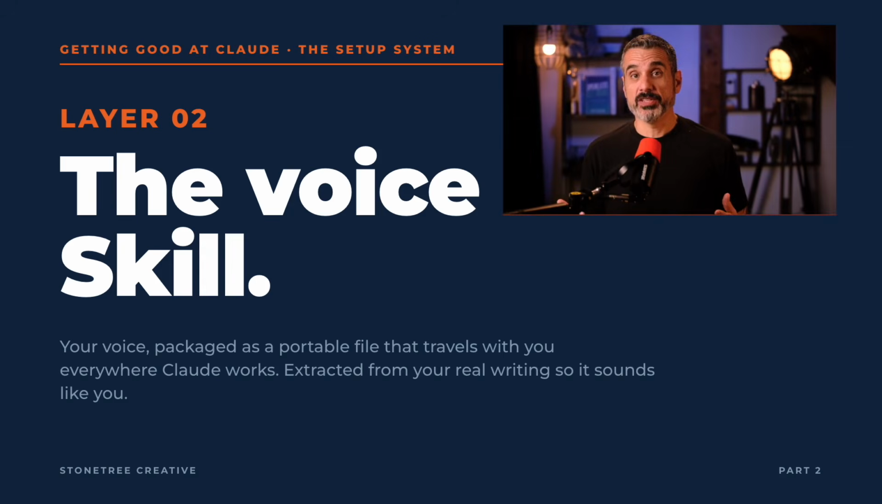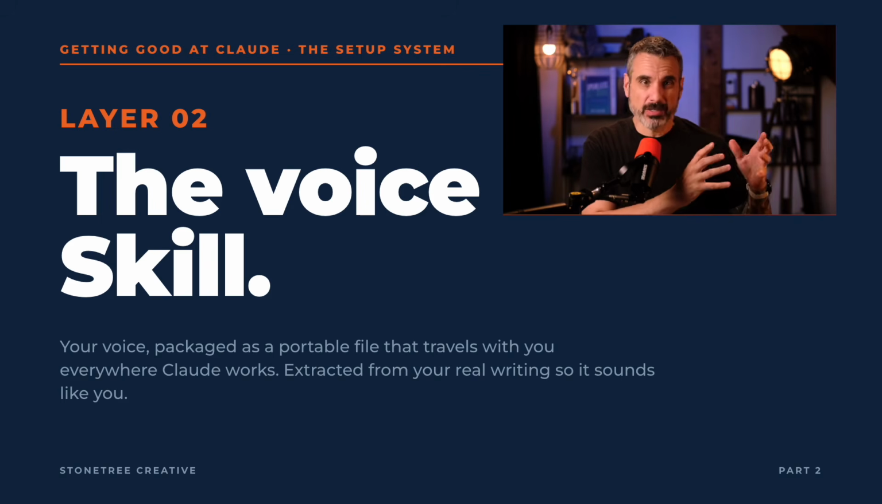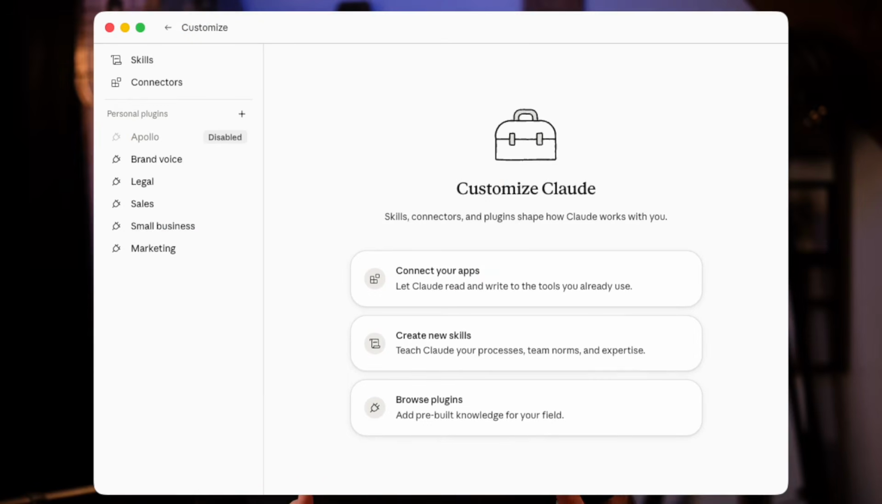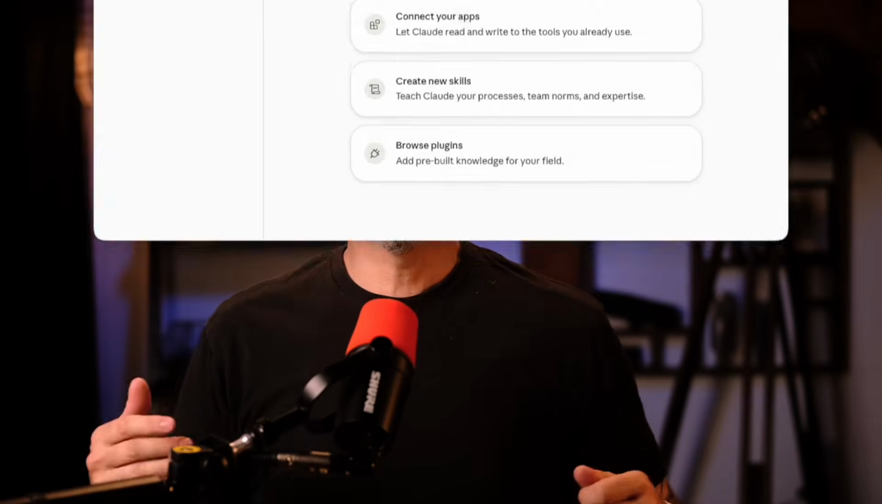Layer 2 is your voice, and we're going to package that up as a skill. If you don't know what a skill is, it's a single text file with a front matter label and a body. There's no coding involved. The label is what makes Claude grab it when the work calls for it, and the body is your voice profile. Skills live in the main sidebar under Customize. Once a skill is installed, it goes with you in every chat, any project, basically anywhere that Claude works.